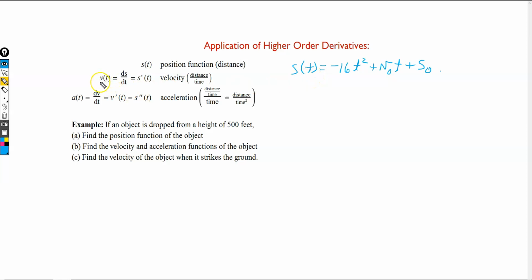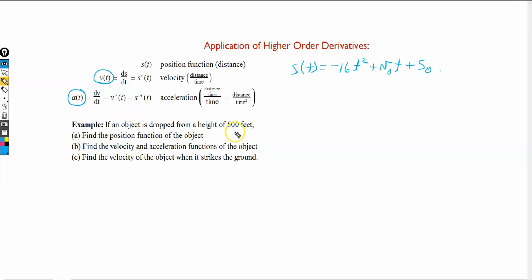Now remember, we found the velocity by taking the derivative of our position function. If we take the derivative of the velocity, that's going to give us what we call our acceleration. So the acceleration is your change in velocity. And so a of t is dv dt, or v prime. Notice also that that's actually the second derivative of your position function. So the acceleration of an object is the second derivative of your position function.